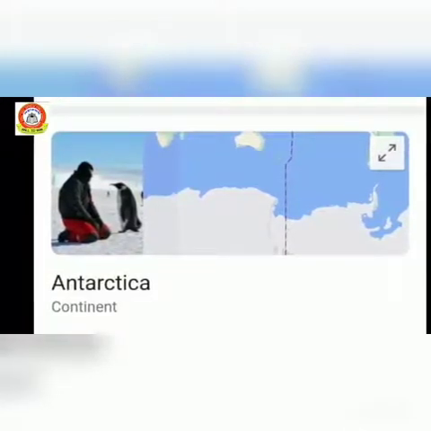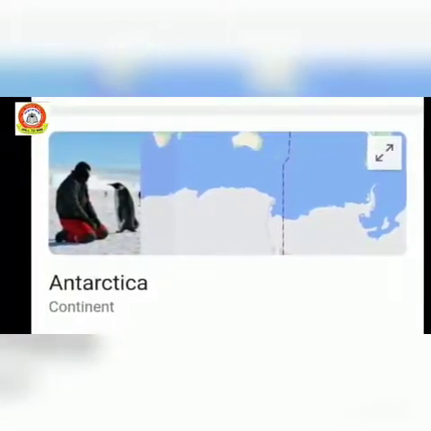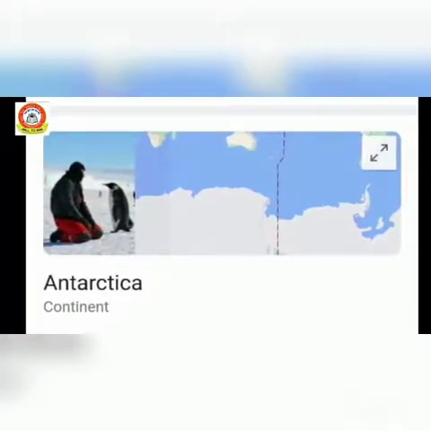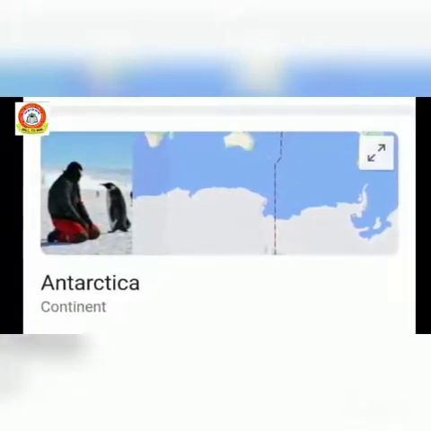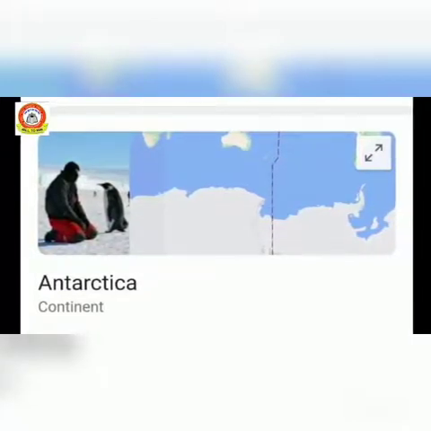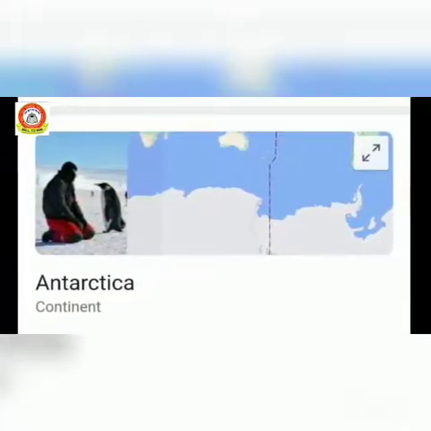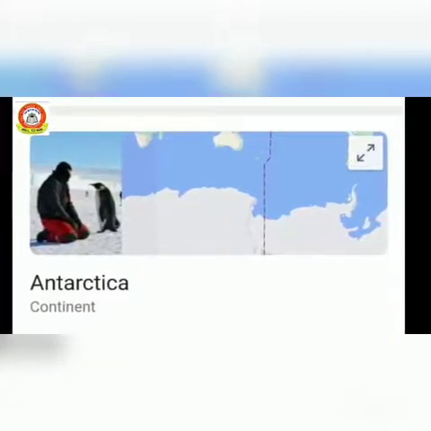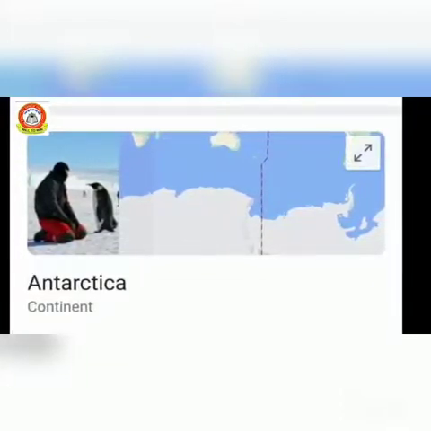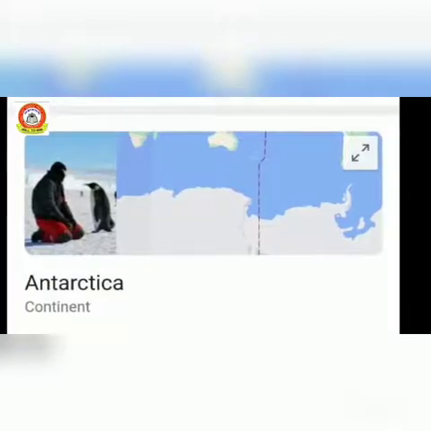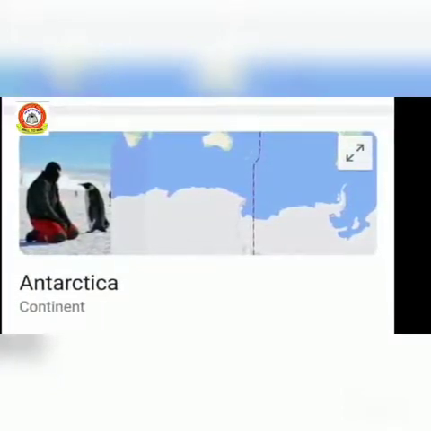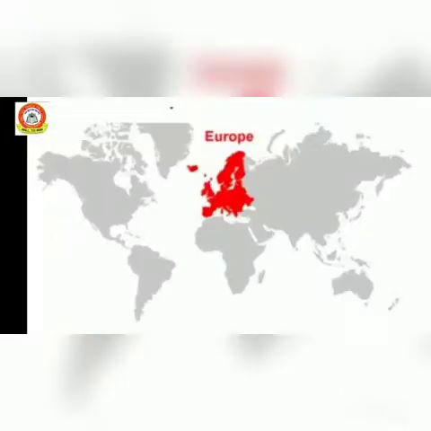Next is Antarctica. Antarctica is the coldest and the 5th largest continent in the world. It's also called the White Continent as it is always covered by a thick carpet of ice and snow. Everywhere snow you can see. Due to its extremely cold climate, permanent human habitation is not there, because it is unbearable. That's why permanent human settlement is not there.